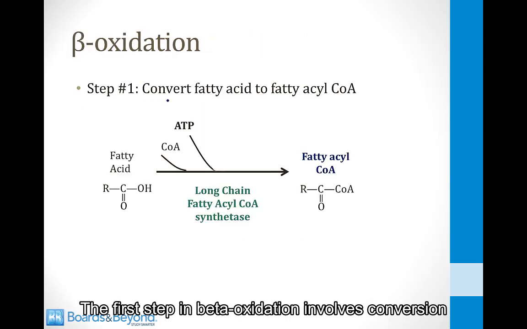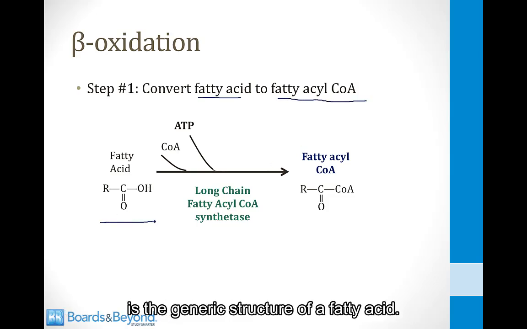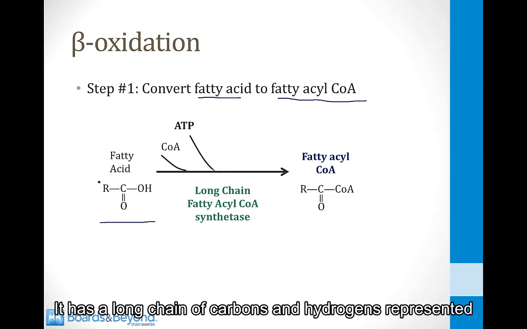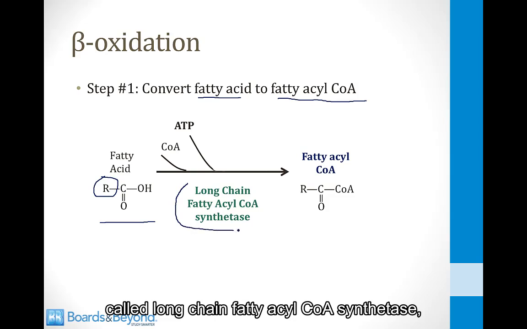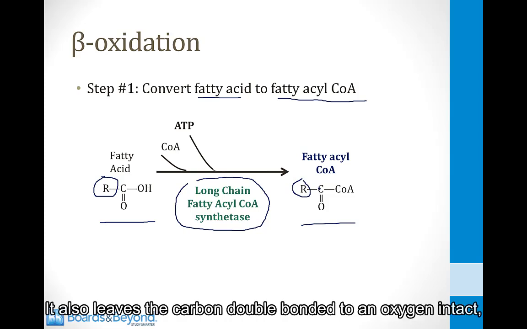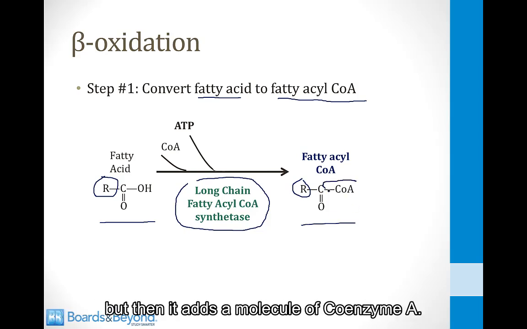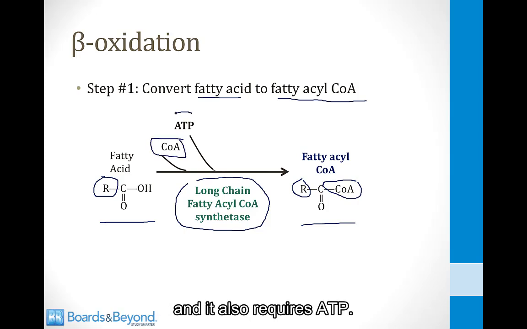The first step in beta oxidation involves conversion of fatty acid molecules into molecules of fatty acyl-CoA. On the left side of the screen is the generic structure of a fatty acid. It has a long chain of carbons and hydrogens represented by the letter R here, attached to a carboxylic acid group. There is an enzyme called long-chain fatty acyl-CoA synthetase, which will convert this molecule into a molecule of fatty acyl-CoA. Basically, it leaves the long chain of carbons and hydrogens intact. It also leaves the carbon double bonded to an oxygen intact, but then it adds a molecule of coenzyme A. Obviously, this process requires coenzyme A, and it also requires ATP.